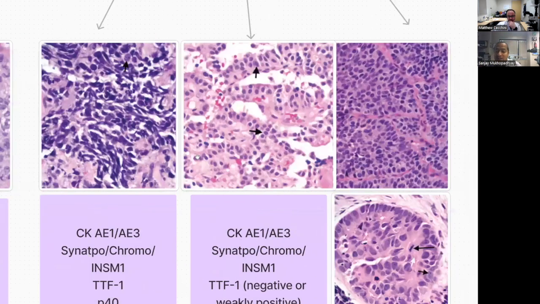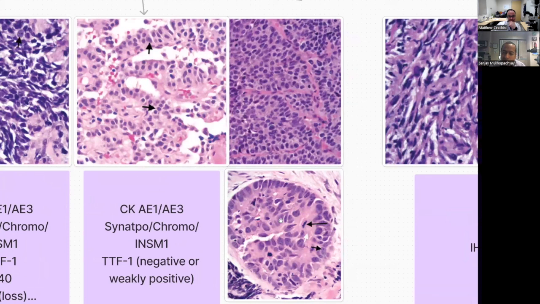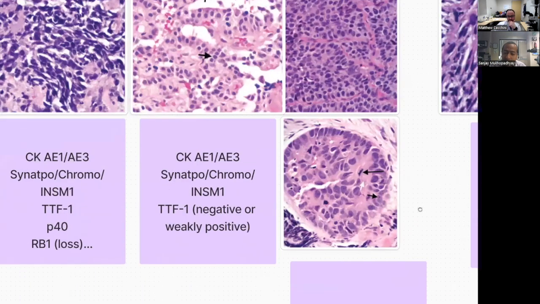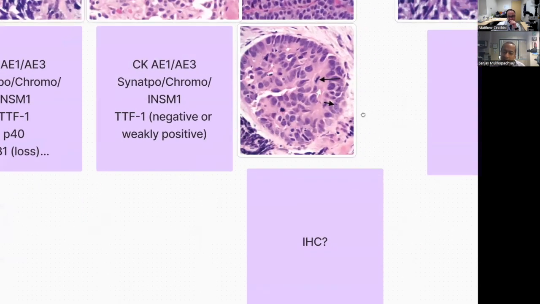But in the next one that you showed, the last one, I think there's a little peripheral palisading and a little granular chromatin. You can see high mitotic activity. There might have been necrosis elsewhere. I think this could be a high-grade neuroendocrine carcinoma, and there it's reasonable to do immunostains.